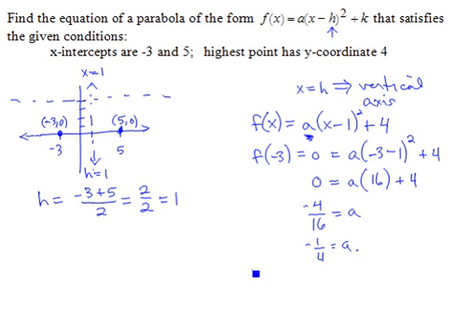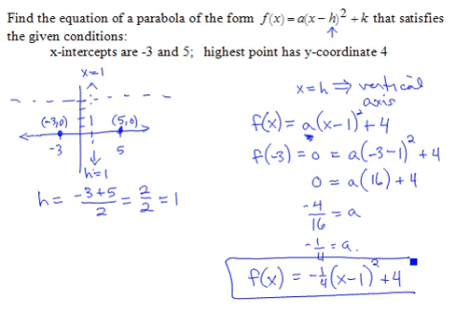So now we've completely determined the expression for f. f of x is equal to negative 1/4 times (x minus 1) squared plus 4. And that was what we were asked to do, find an expression in this form for the given parabola. Notice that since our highest coordinate was 4, we could sketch an approximate graph of this as well now. The parabola shown here has this equation.